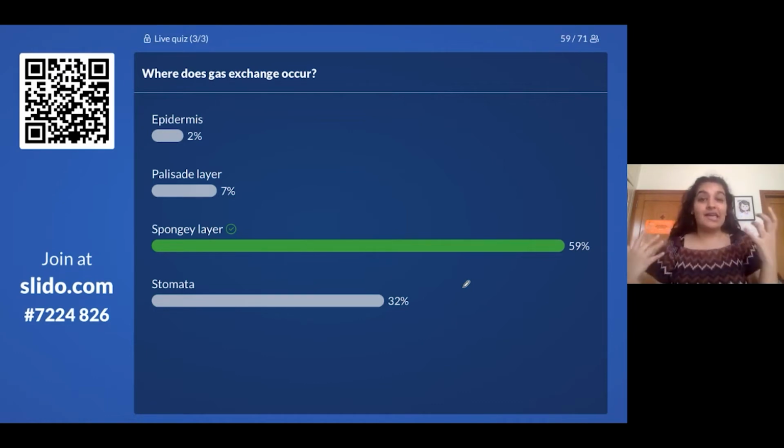Stomata just allows everything in and everything out as well. It's just an opening in the leaf. The spongy layer is where the actual exchange happens.